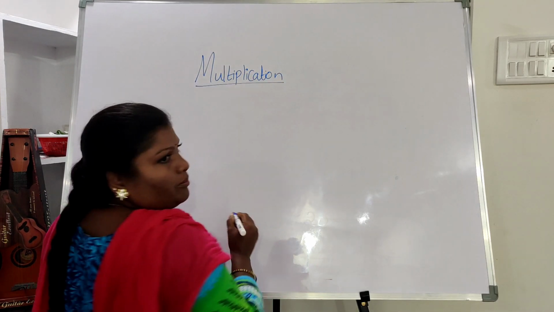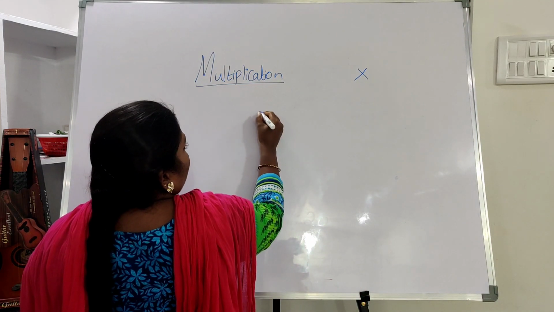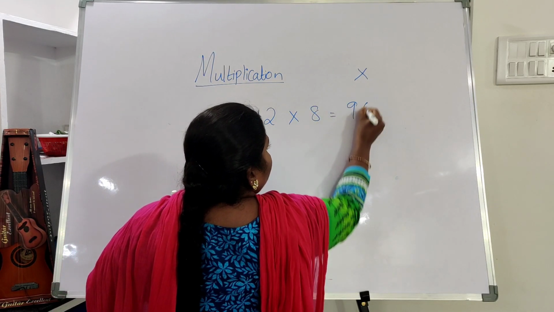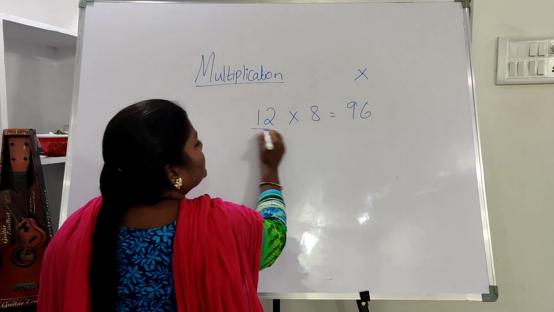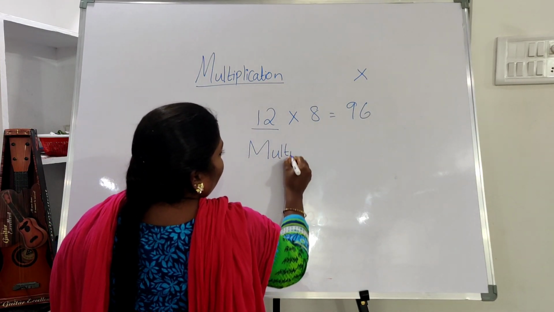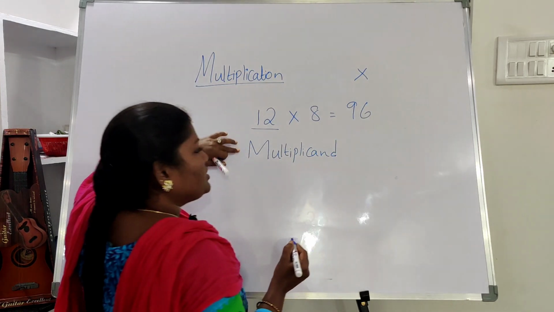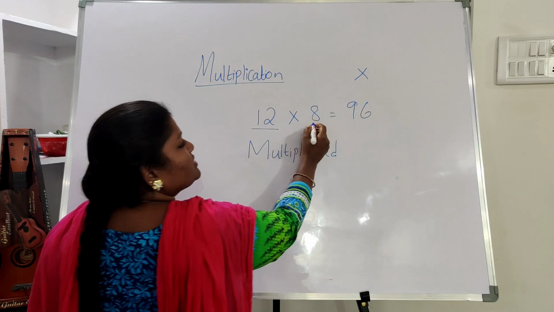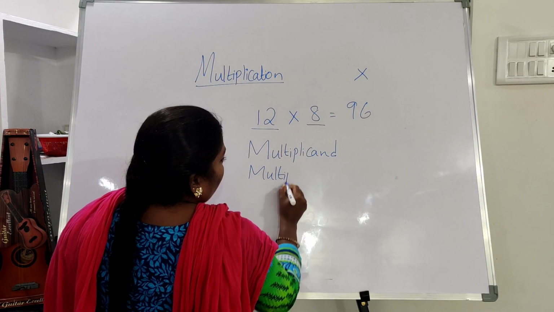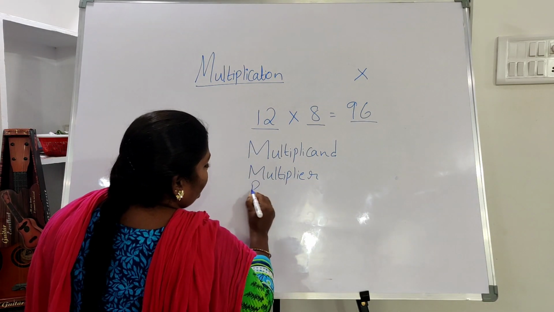The multiplication symbol is into. We take two numbers, for instance 12 into 8, that is 96. The number which is multiplied is called multiplicand, and the number which multiplies is called multiplier, and the result is called product.